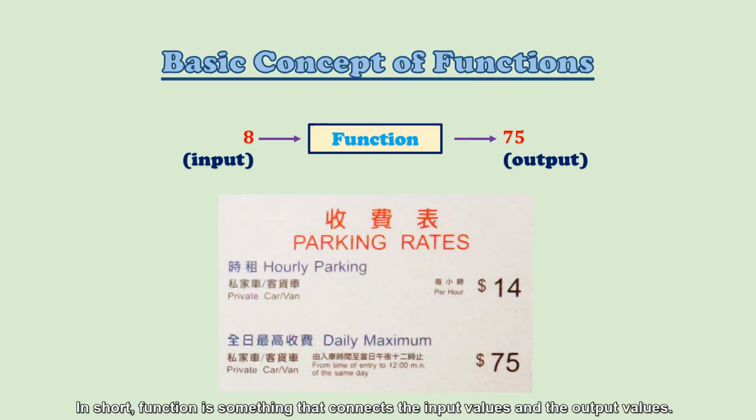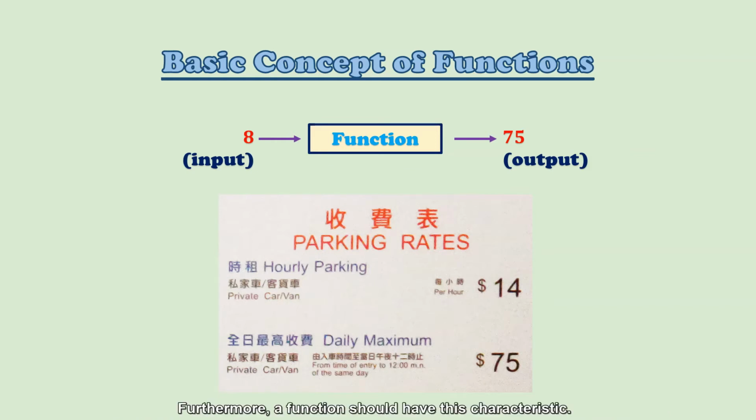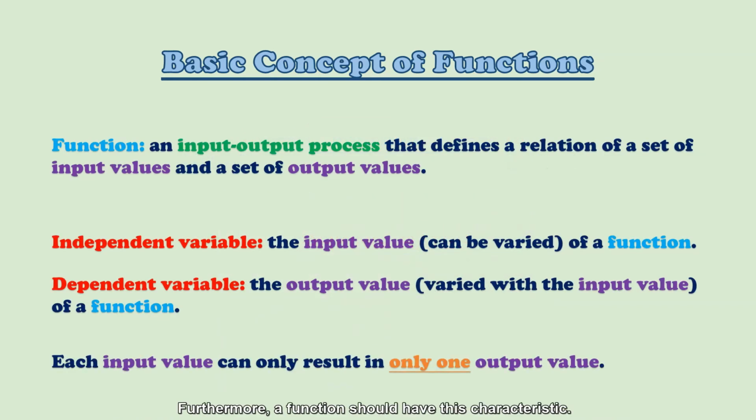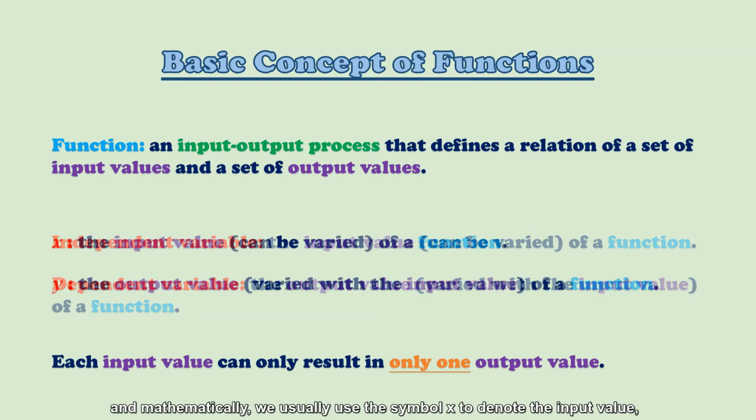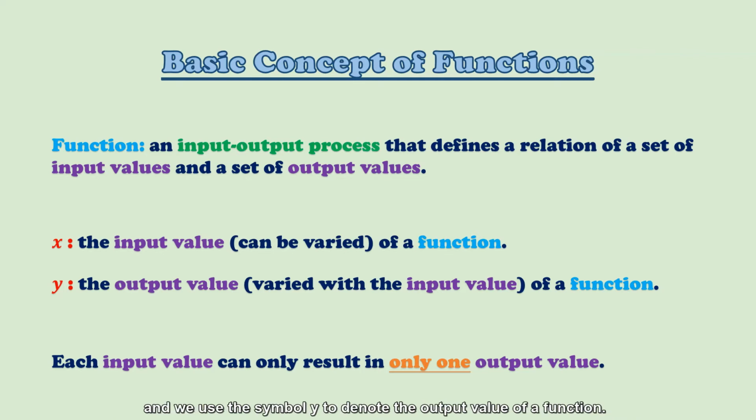In short, function is something that connects the input values and the output values. That means a function should be treated as a process that defines the relations between the input values and the output values. Furthermore, a function should have this characteristic. Each input value of a function can only result in only one output value. And mathematically, we usually use the symbol x to denote the input value, and we use the symbol y to denote the output value of a function.